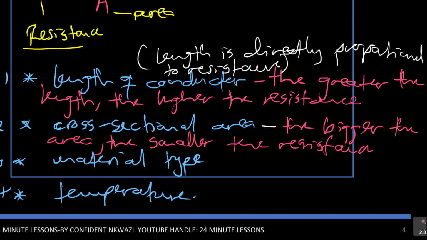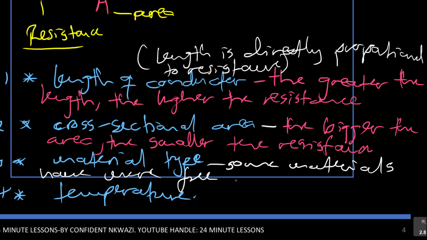And then the type of material, you're going to say here on the type of material, some materials have more free electrons than others.